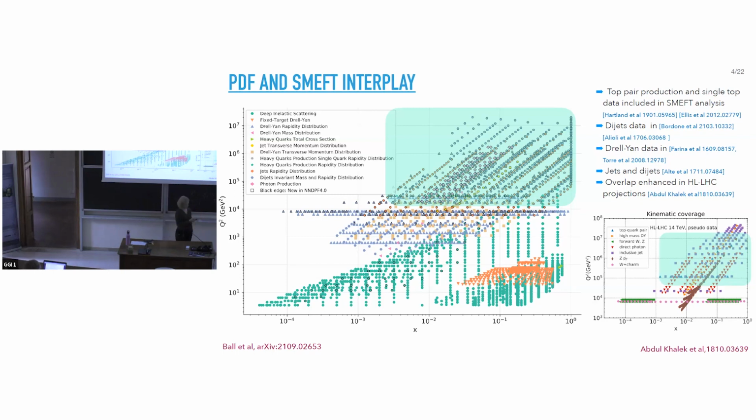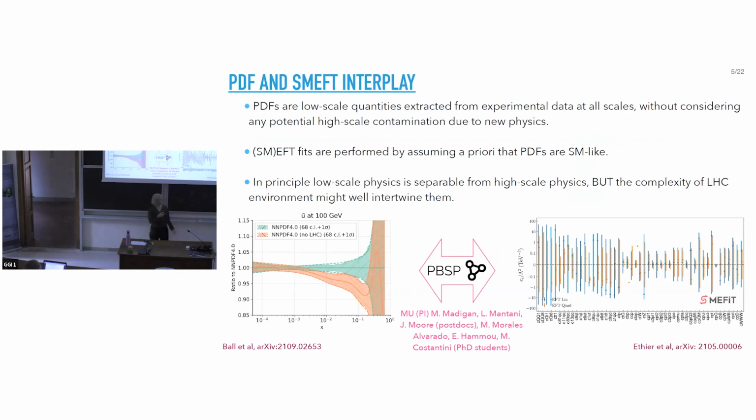Very good. So when I started to have this question, some people said, but okay, PDFs are low scale quantities and new physics is a high scale quantity, so why do you care about the interplay? In principle, what people do, which is doing a PDF fit without considering any potential high-scale contamination due to new physics, or doing a SMEFT fit by assuming that the PDFs are standard model, makes sense. But I think that the complexity of the LHC environment, first of all the fact that you have the same data sets constraining both, and also that you have effects that mix high energy with low energy, might intertwine them.